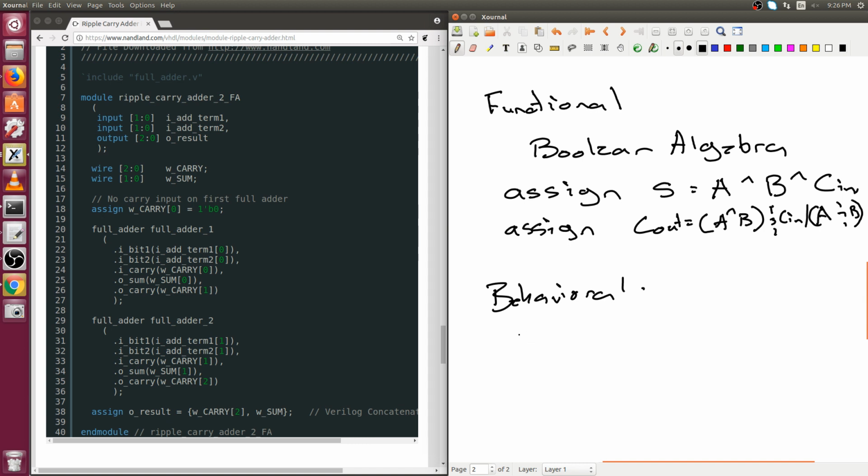So I would have, let's go to the port list because we need the port list to understand this better. So it would be input sum. It would be input Cin. It would be output.